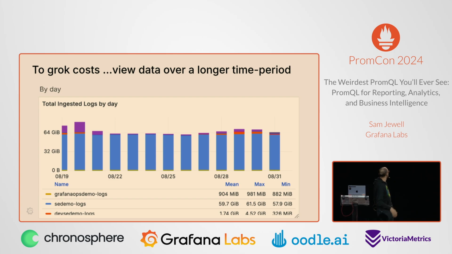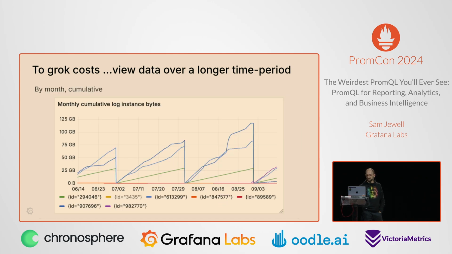We might want to just grok these costs by day, seeing daily or weekly how these things are trending and where the sources are coming from, where the changes are coming from. This one I think is quite an interesting view. This is a monthly view, and it's cumulative as well. And it allows you to compare across months, where the peaks are.